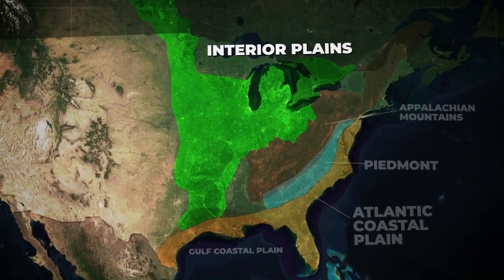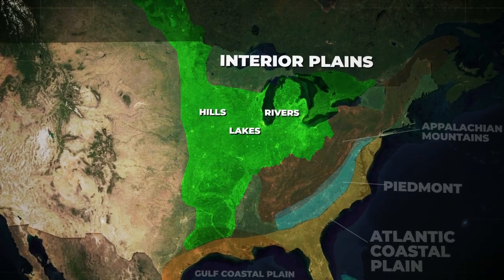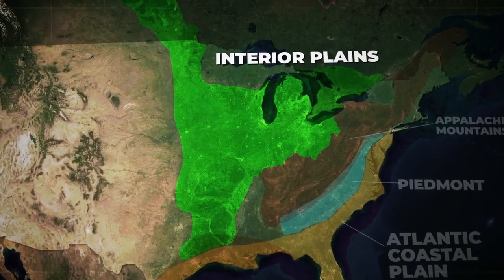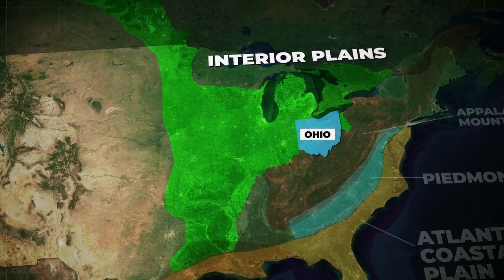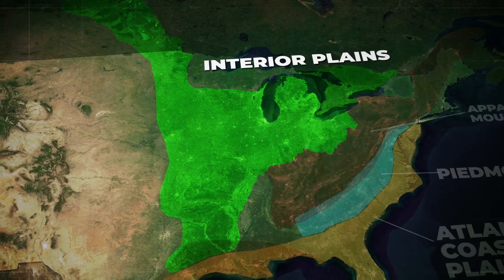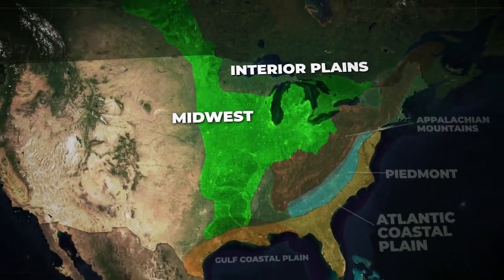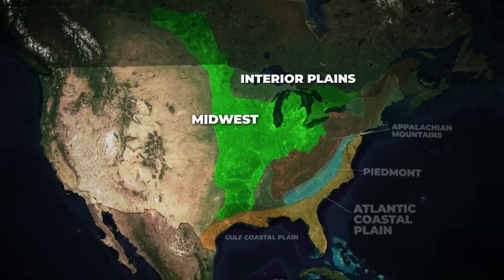This central interior area is full of hills, lakes, and rivers. Over a dozen states contain at least a part of this region, including Ohio, Indiana, Illinois, Kentucky, and Tennessee. This region is basically the Midwest and is home to the country's agricultural base, popularly known as the nation's breadbasket.